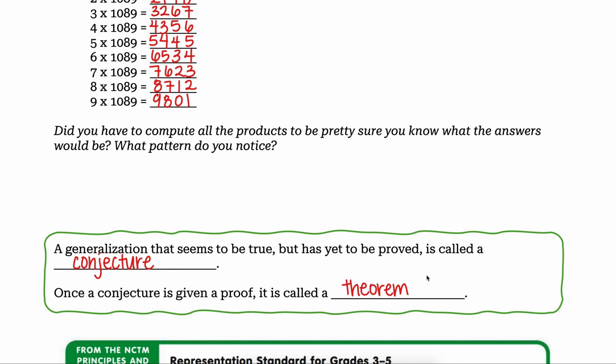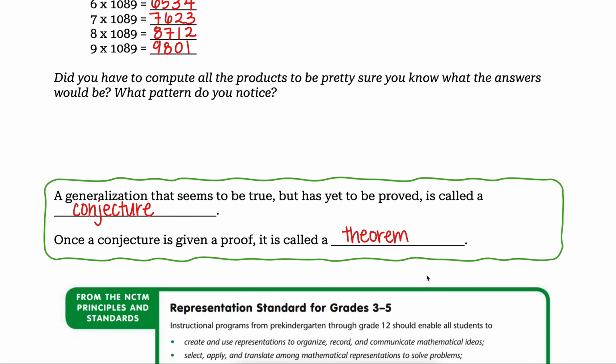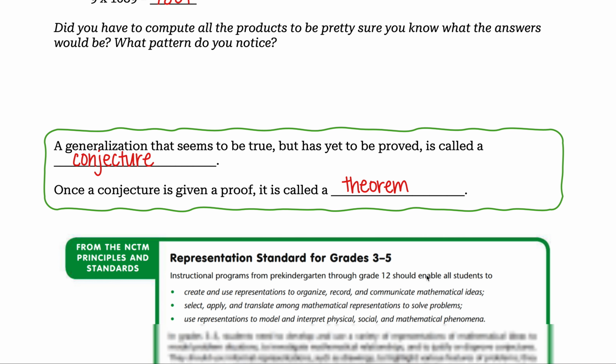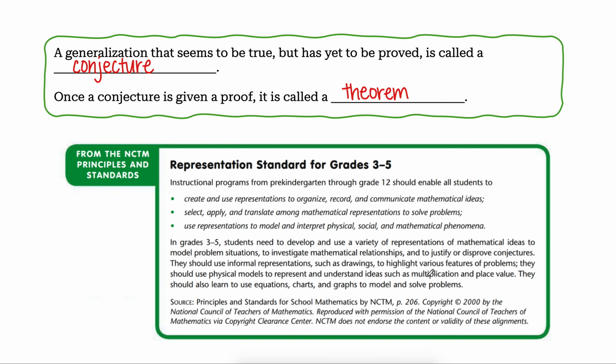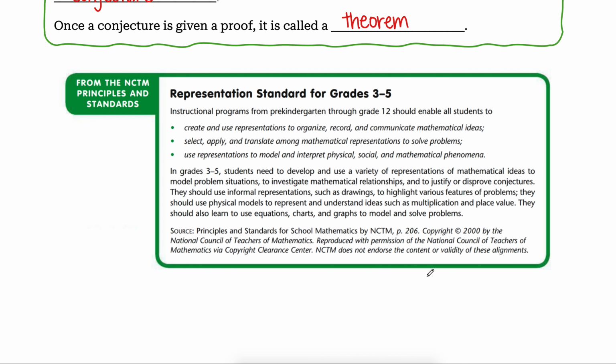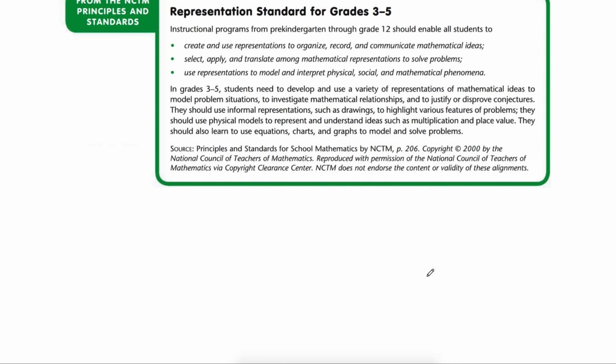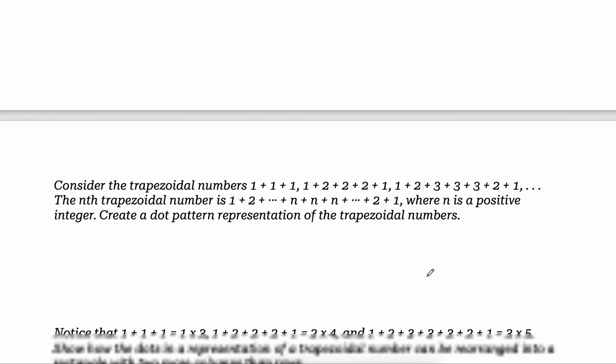So we're going to look at one more example here where we're going to come up with a generalization. We're not going to prove it. We're just going to come up with a generalization. Before we get there, I've got the representation standard for grades 3 through 5 in here. This example that we're going to do, where we're going to come up with a generalization, you could easily do with 3rd, 4th, or 5th graders.